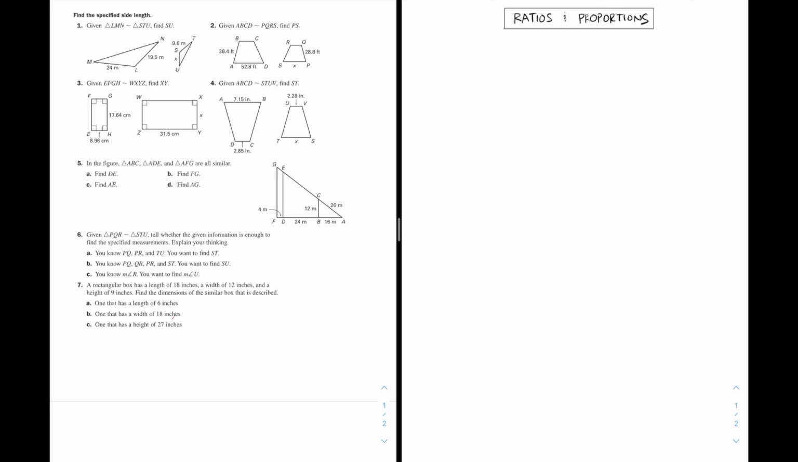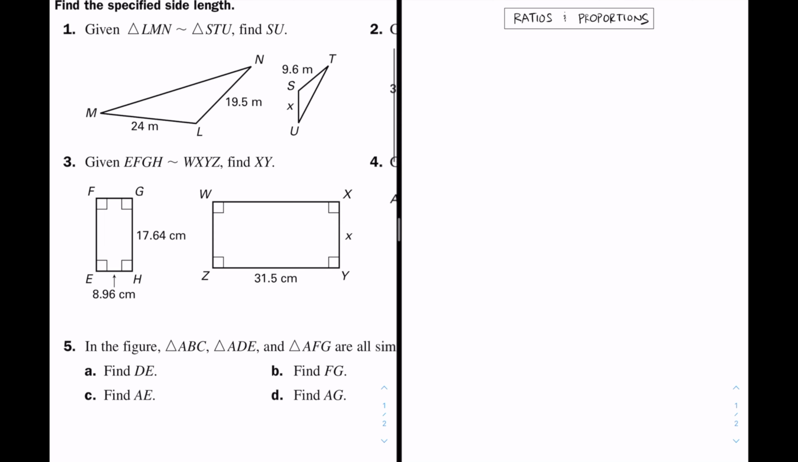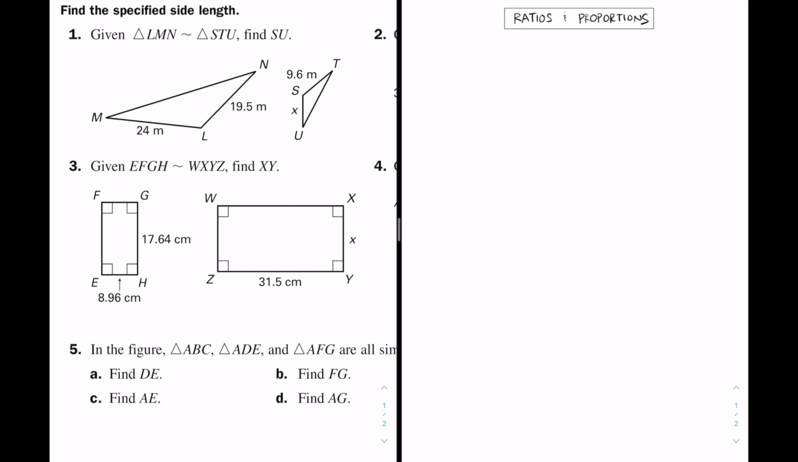In this video, let's go over 7 different practice problems dealing with ratios and proportions. All right, so let me just zoom in here and let's just focus on number 1 first. Given that triangle LMN is similar to triangle STU, we need to find the length of SU.